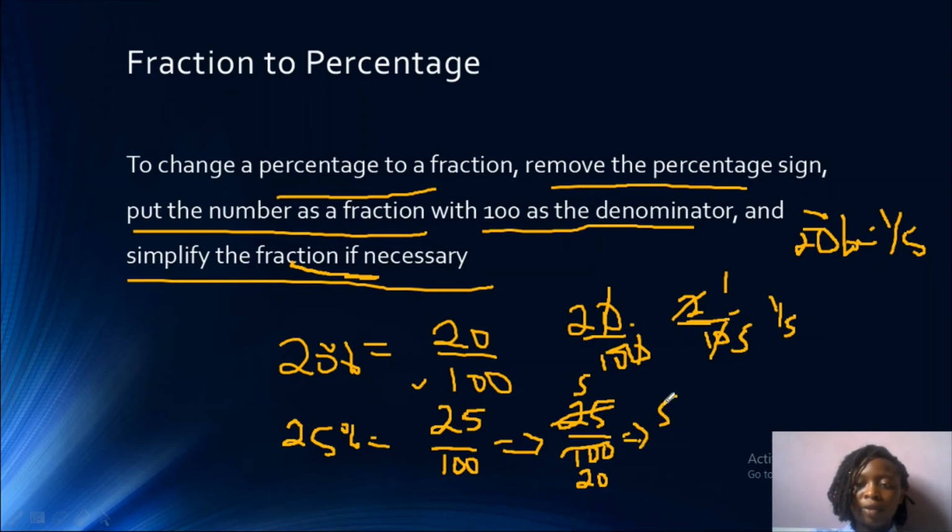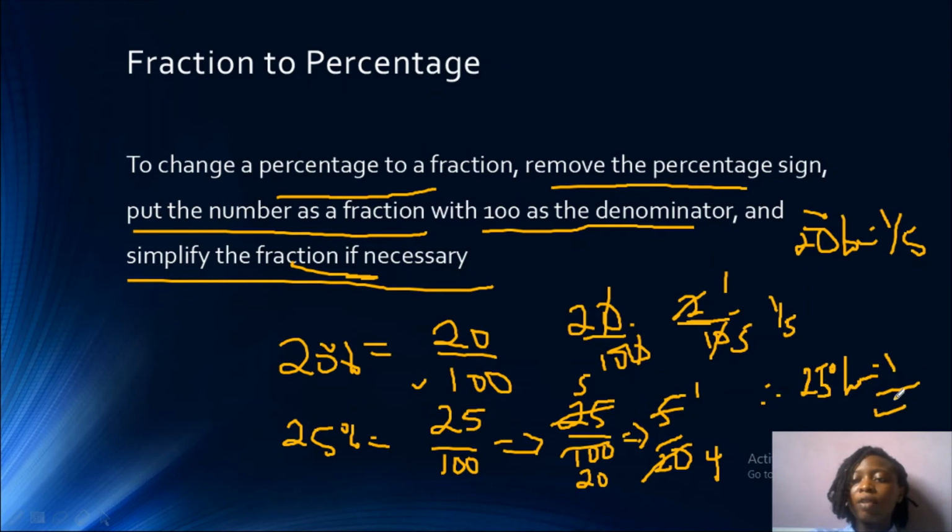Yeah, 5 over 20. 5 can go into itself 1, and go into 20 4 times. So therefore, 25% is equal to 1 over 4. As simple as A, B, C.